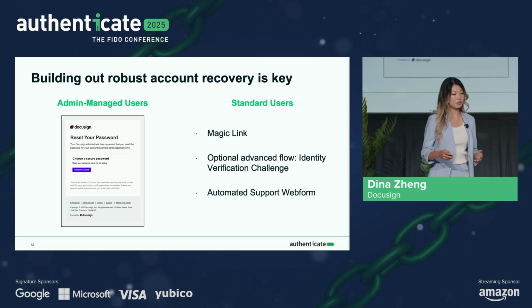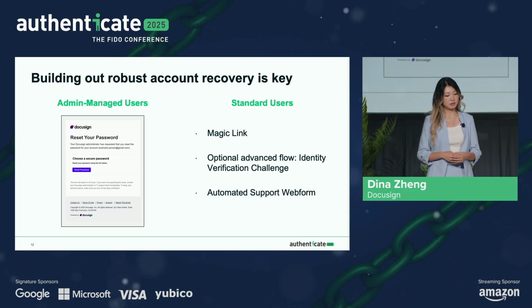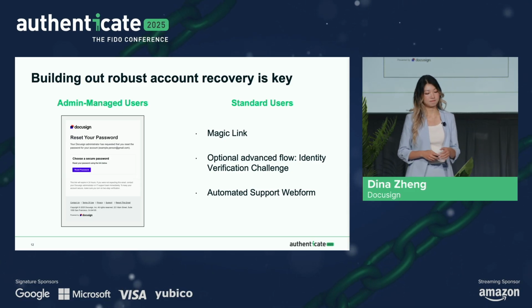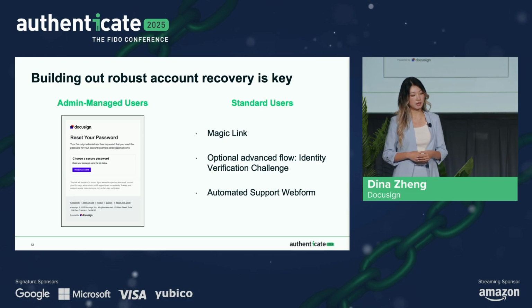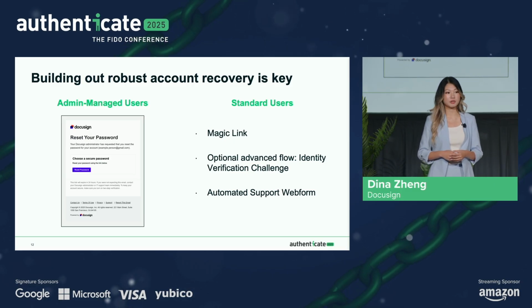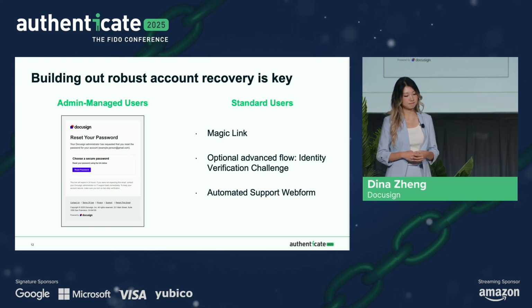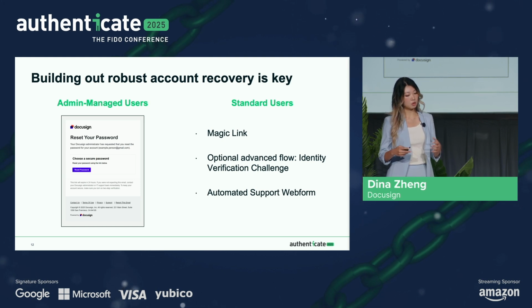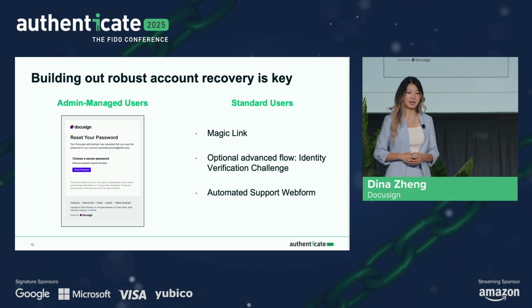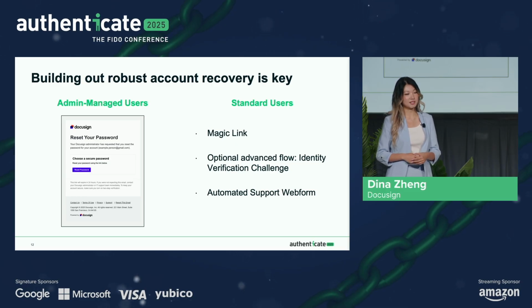For our unmanaged, our standard users, these are ones without admins that can vouch for them, the approach looks slightly different. Here, recovery will rely on trusted pre-verified channels. We plan to build a magic link recovery, which is sent to the user's verified email, and this is often paired with a secondary factor for additional assurance. And when all else fails, we will also have an optional identity verification challenge. And this brings real identity into the recovery flow, enabling users to still regain access even without a password.